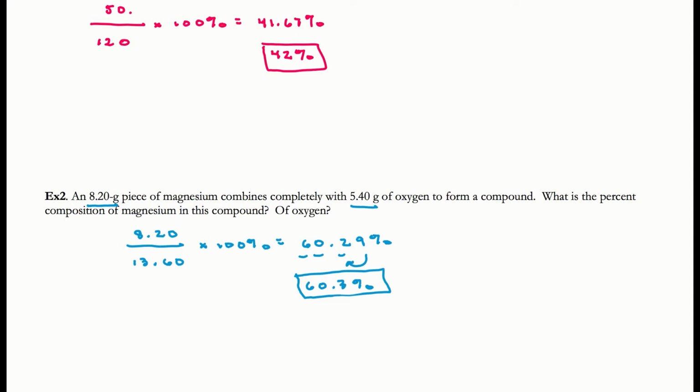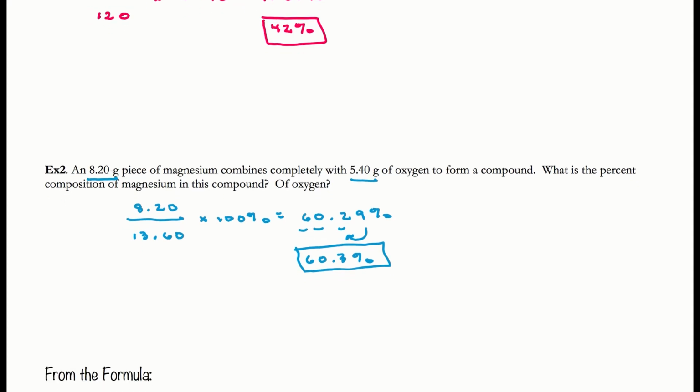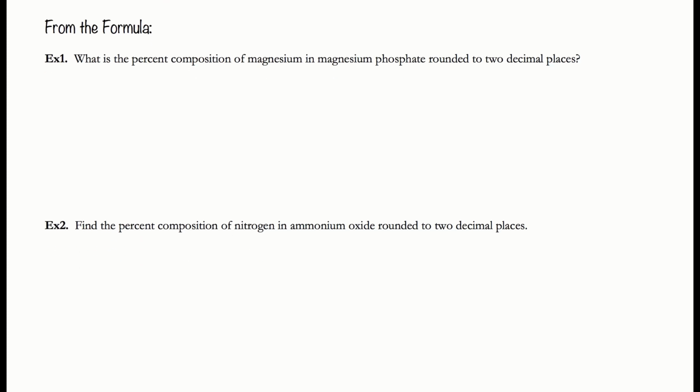Well, what if I don't know the mass? What if I am just given the formula? You can also determine the percent composition by just being given the formula. Let me show you how. Example 1 says, what is the percent composition of magnesium in magnesium phosphate, rounded to 2 decimal places? In order to know that, I need to know the formula for magnesium phosphate. Magnesium has a 2+ charge. Phosphate has a 3- charge. So when I cross my charges, I get Mg3(PO4)2.